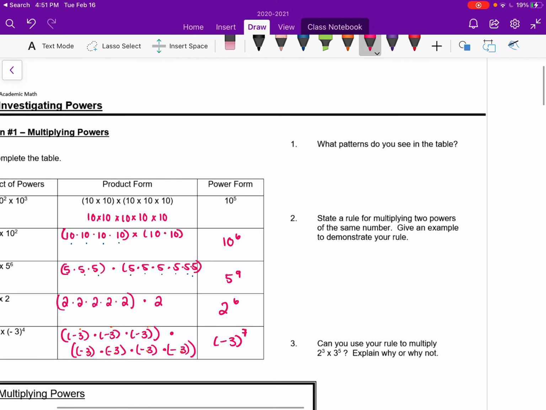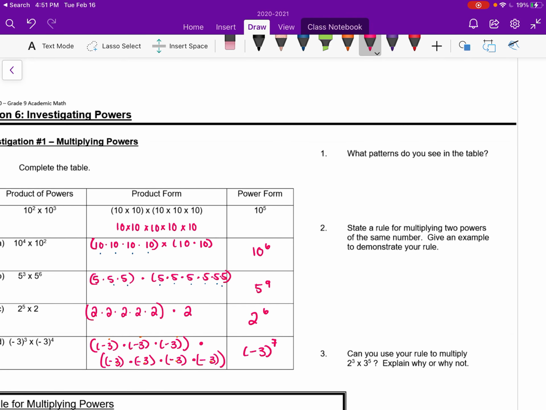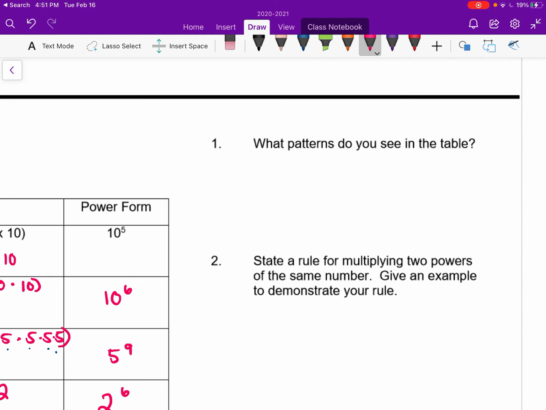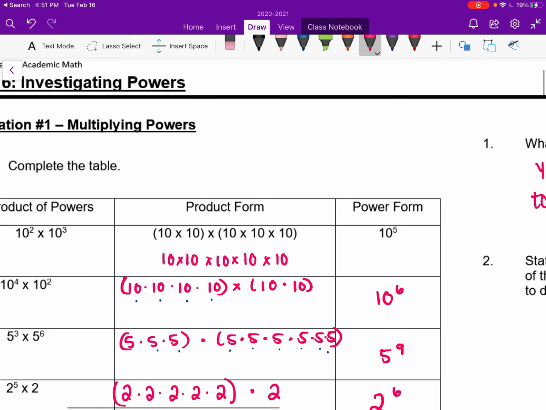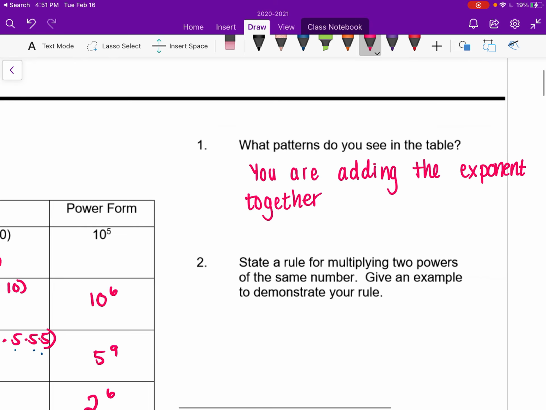So if you look at these, you'll notice a pattern: you are adding the exponents together, right? Because if you think about it, you have 10 to the power of 2, so you have 2 10s, and then you have 3 10s, so then you're adding those exponents together.